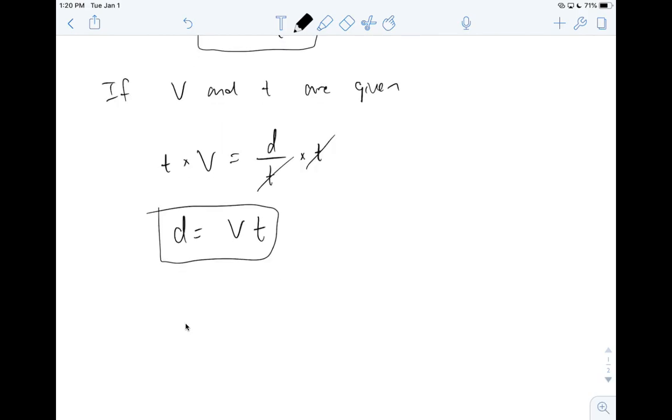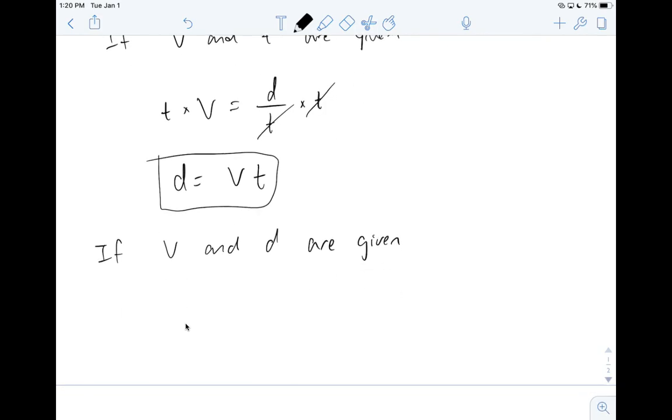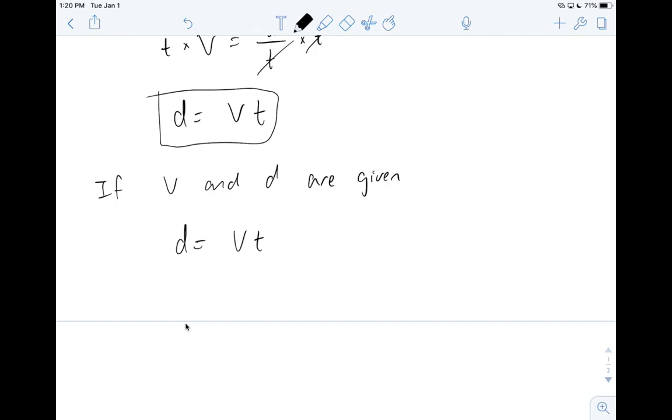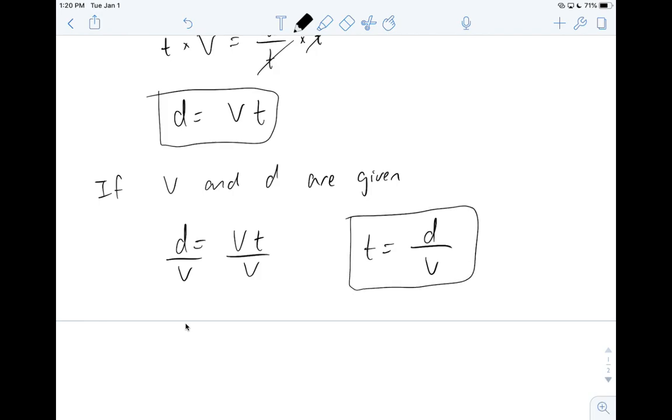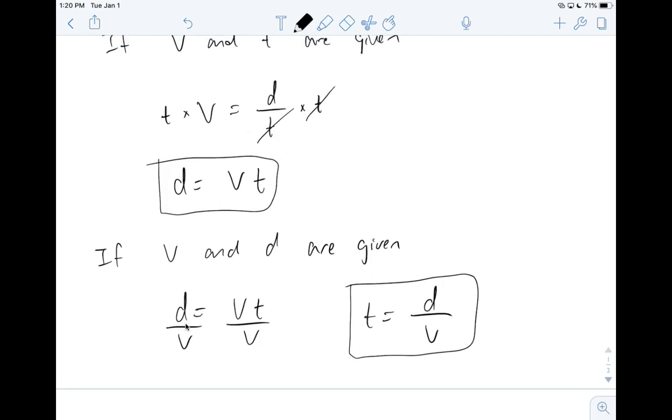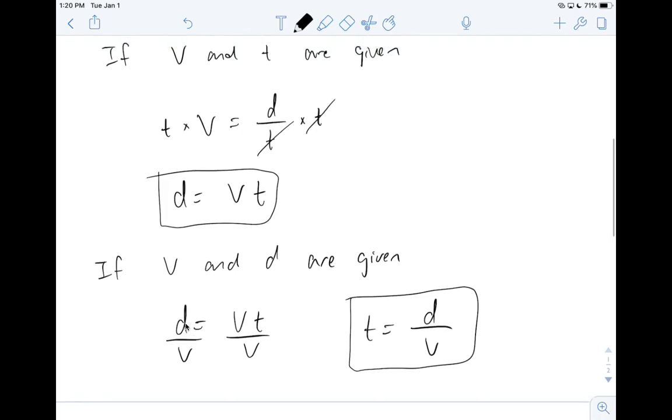And then if we are given V and distance, and we're asked to find how long the car has been traveling or how long the object has been moving, let's start with the equation we just found. We have distance equals speed times time. If I want to get time by itself, you can divide both sides by the speed, and then you have time is equal to distance over speed. So those are the three different equations you might use. I'm going to show you how you can solve it depending on the given example that you have.